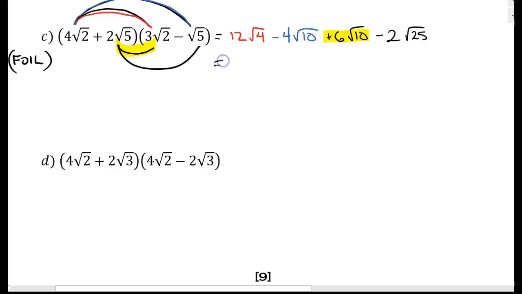From here, I definitely want to simplify. I want to look to see if my radicals are going to simplify at all, like if I can take square roots of anything or find perfect squares within them. I'm also going to look for like terms. So you're looking for two things: perfect squares, and like terms.